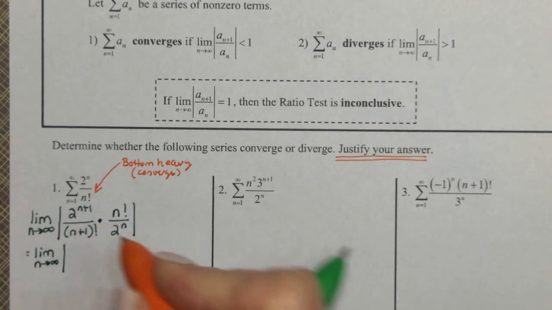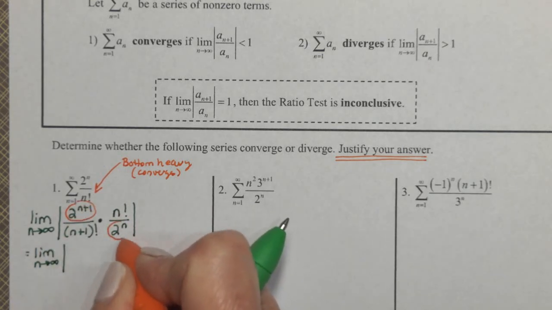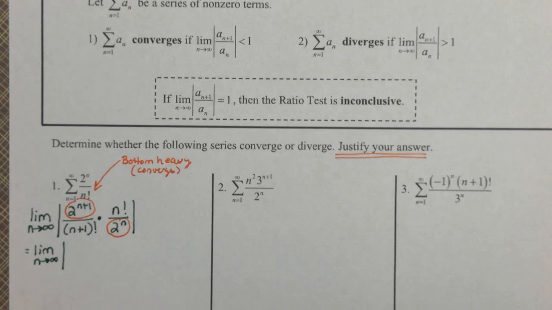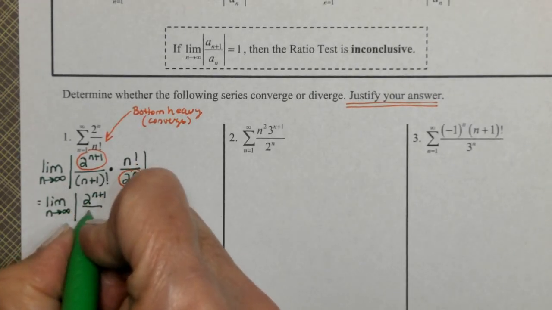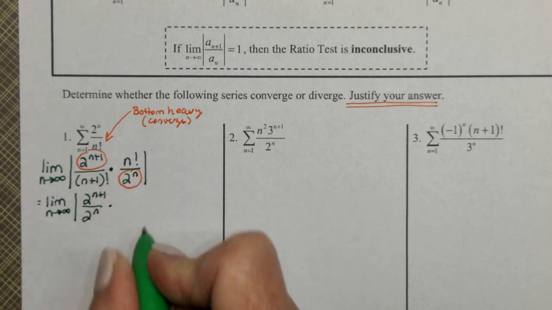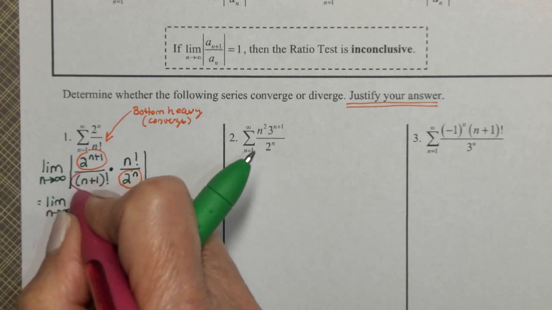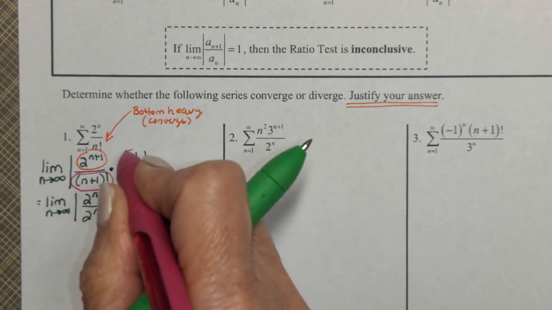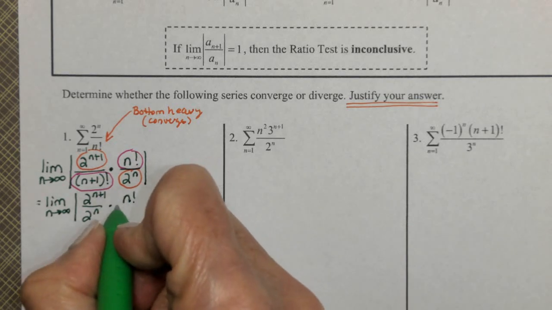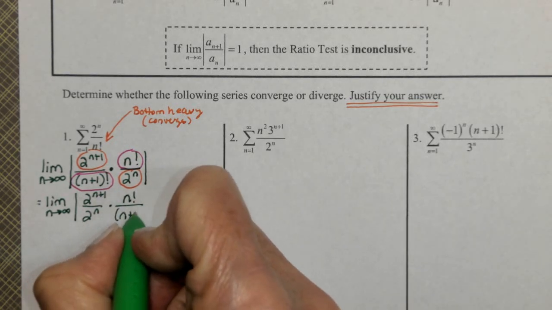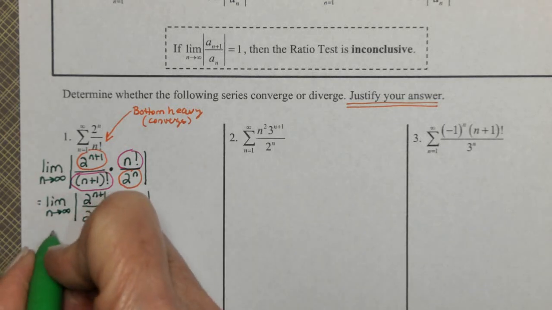So I see that I have 2 to the n plus 1 divided by 2 to the n. In fact, I always have some students who want to write it like that first, 2 to the n plus 1 over 2 to the n. And then we also have n plus 1 factorial on the bottom and n factorial on the top, so I'm going to write that as n factorial over n plus 1 factorial. Now I'm going to reduce each piece.